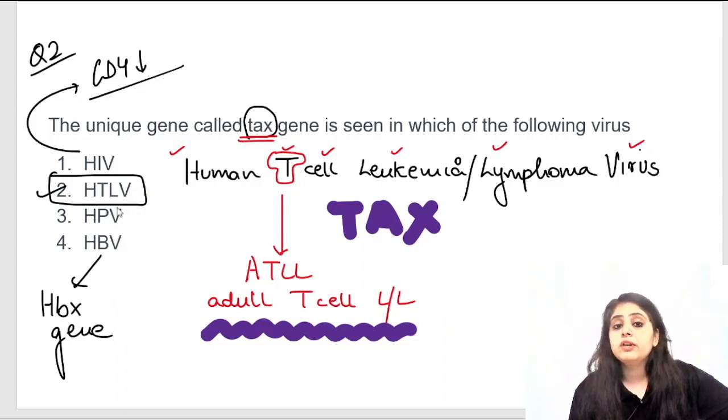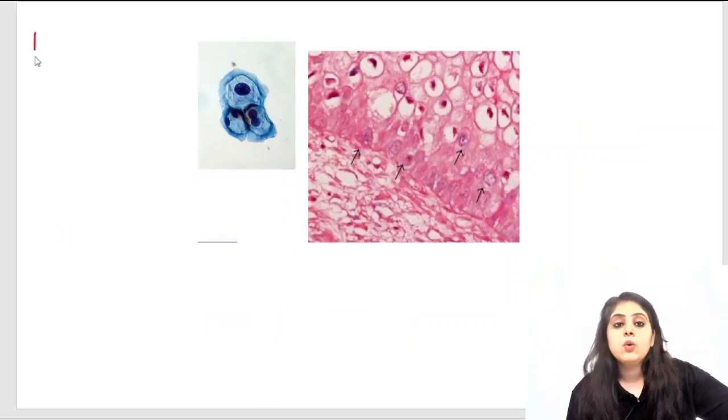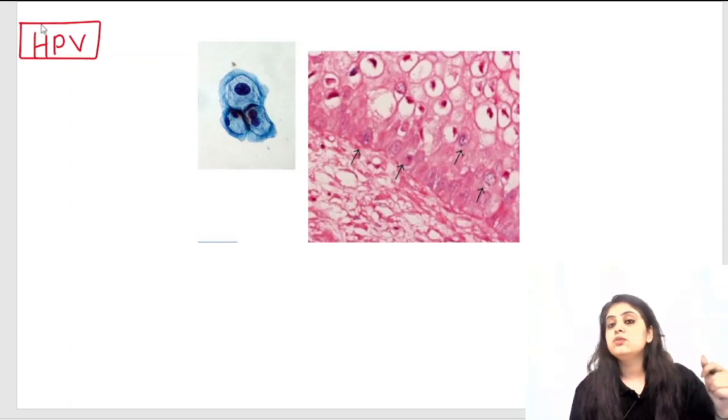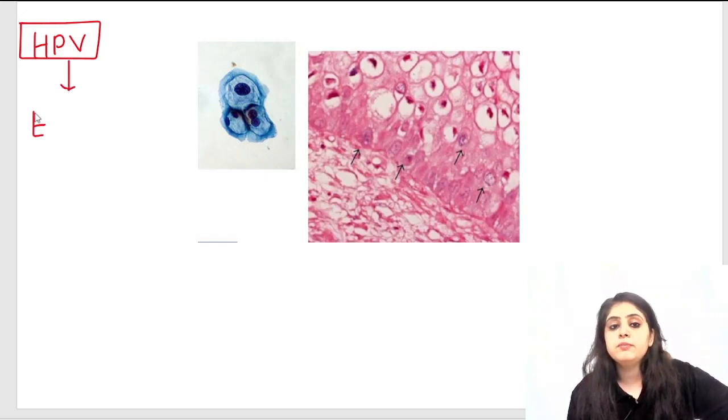Versus when I'm talking about HPV, what is it about HPV that you should be knowing for the exam? When I'm talking about human papilloma virus, firstly, I need to know the mechanism. Second, I need to know the cells. So remember, human papilloma virus has 2 very important proteins called the E6 protein and the E7 protein.